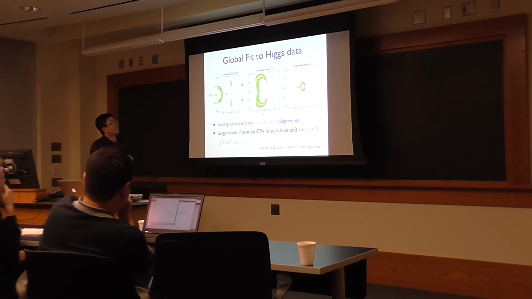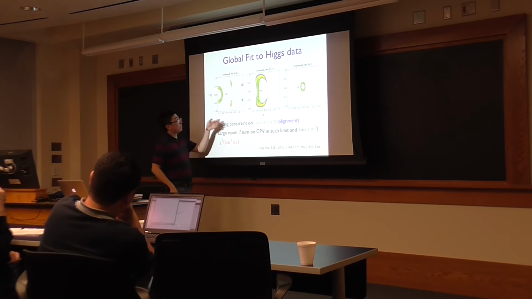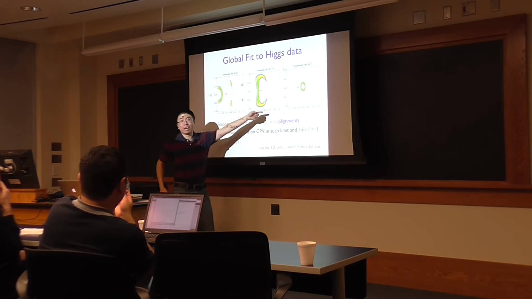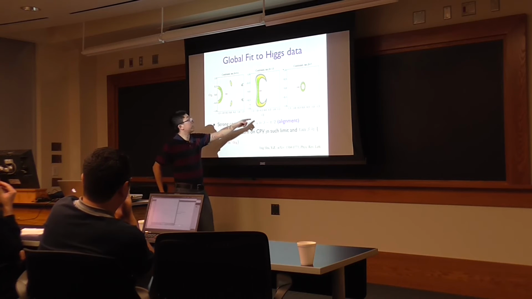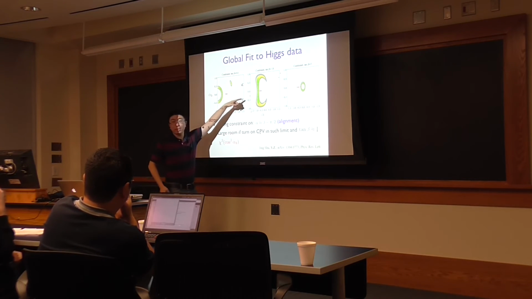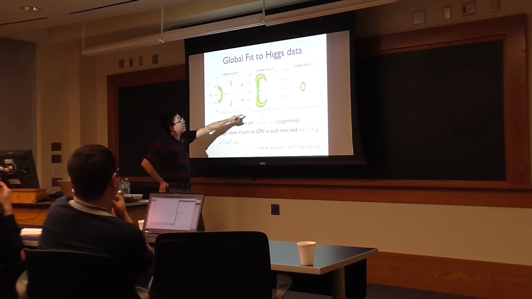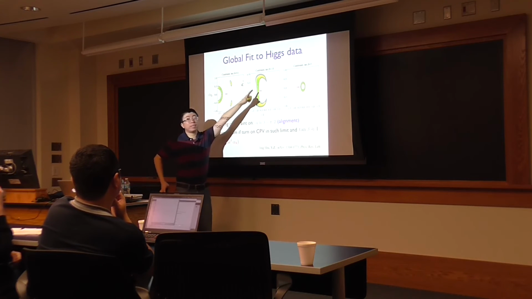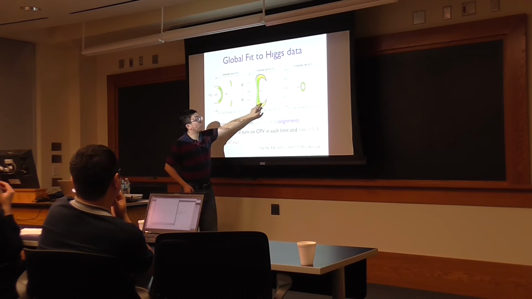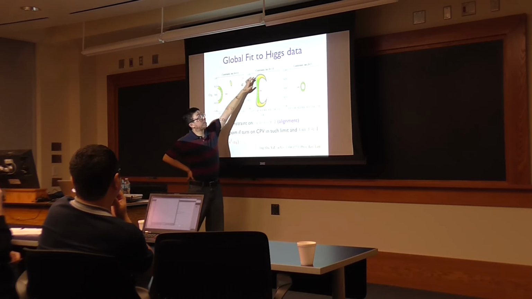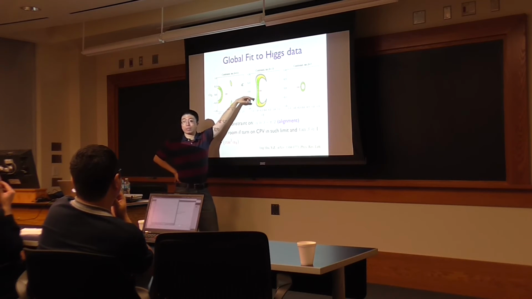Okay. So here is the plot. The horizontal axis is the CP even alpha angle, and the vertical axis is the CP odd, CP violating alpha B angle. You can see that when tangent beta is around 1, this is the 1, 2, 3 sigma best fit to the data. There is a very flat direction around tangent beta.